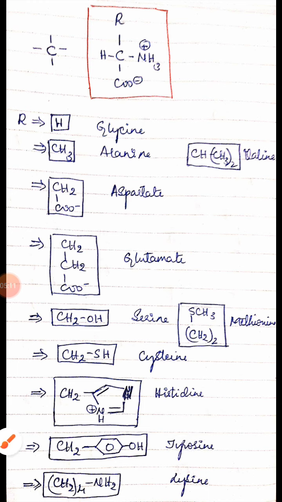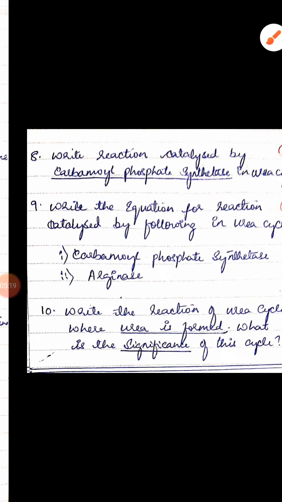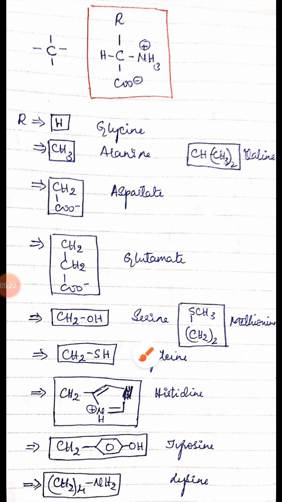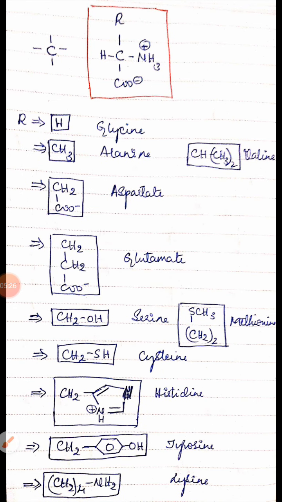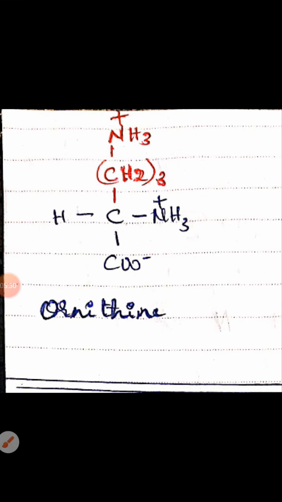If it is CH2 4 times NH2, then it is lysine. The structure of lysine has been asked many times in the examination. If your R is replaced with CH2 4 times NH2, it is lysine. Lysine is also an example of a basic amino acid. So these structures are clear. There is one more amino acid.